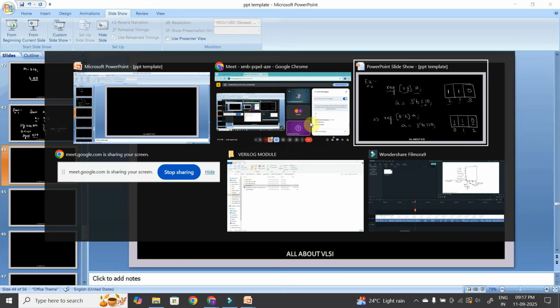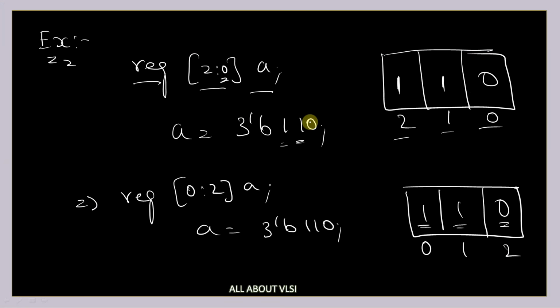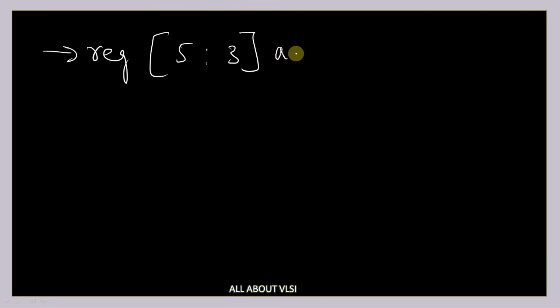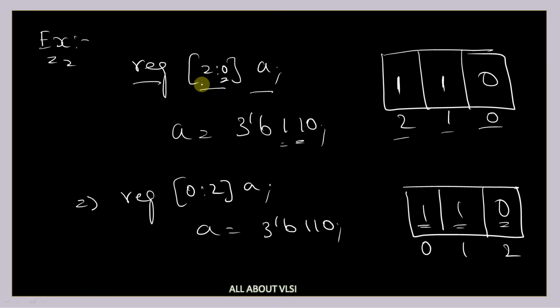So this was about my vectors. Now here I can also declare like this: reg 5 down to 3 a. There is no rule that I should always use a 0 index.